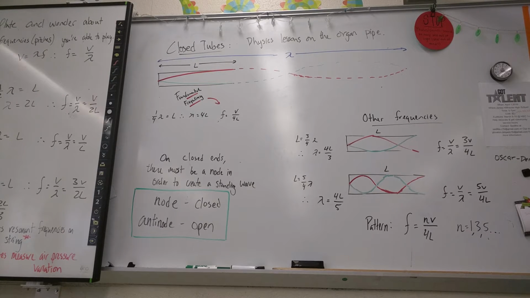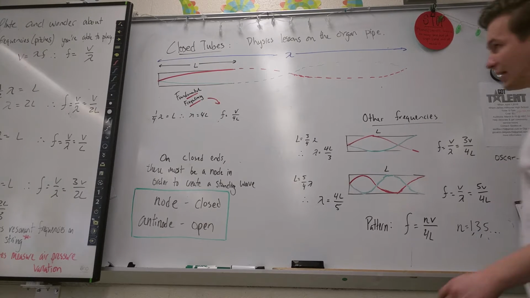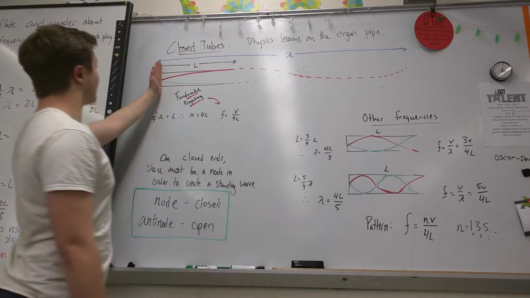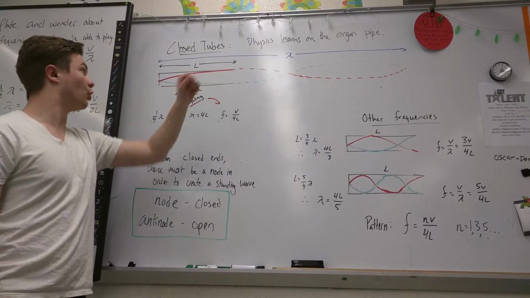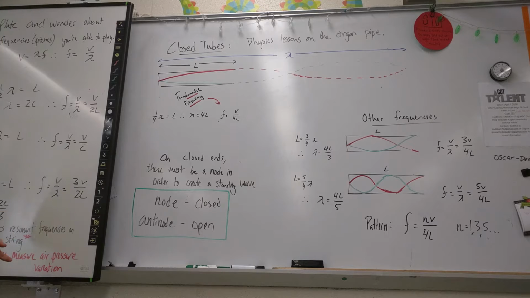Now instead of the flute, we're playing the organ pipe. The difference here being that this end is closed, we still have one open end. So I'm going to go through the same process where I try and figure out the frequencies that this organ pipe can play based on its length.